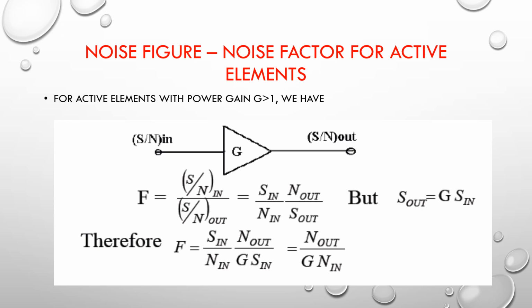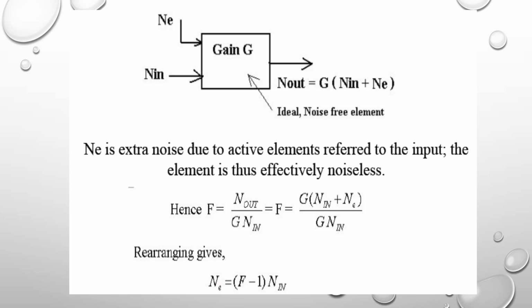So F is equal to Sn by Nn multiplied by N out by S out. So what is S out from this? If I cross multiply, S out is G into Sn. So what is F? N out by G into Nn, which is the cross multiplication. So if I replace the diagram using the above equation, again the gain is the same. So what is Ne? Ne is nothing but the extra noise which is added due to the active elements like transistors, diodes, etc.